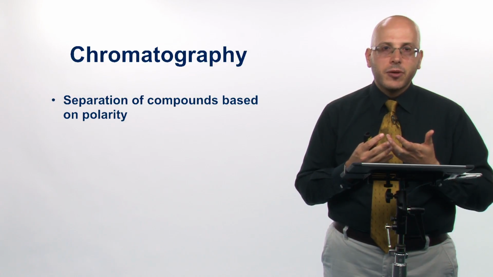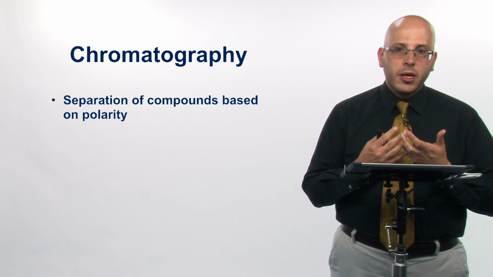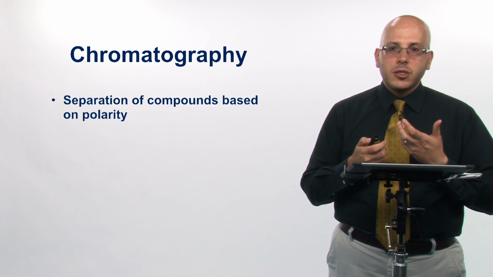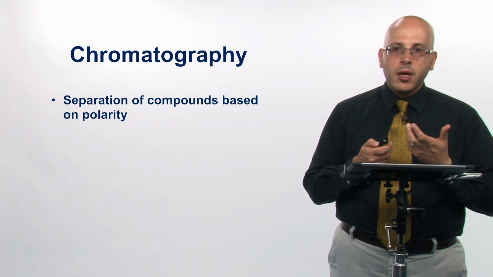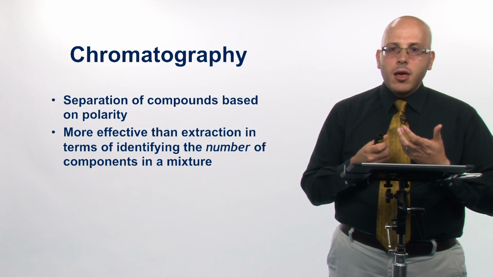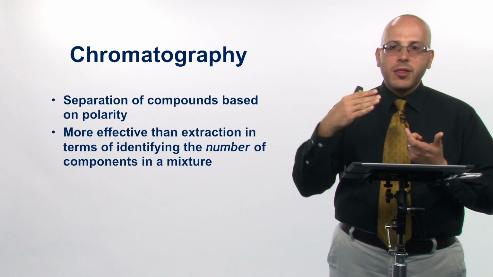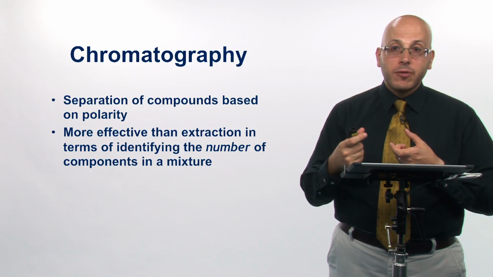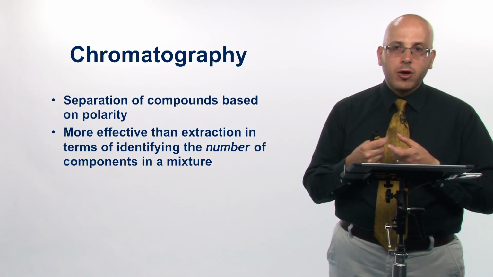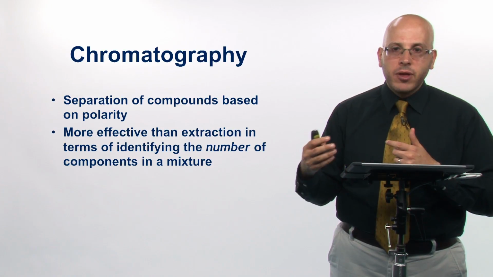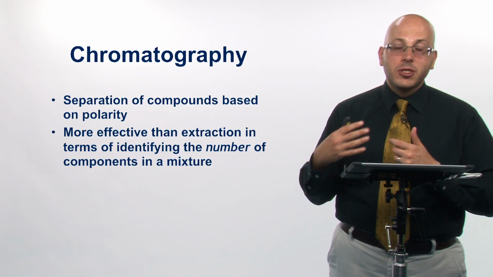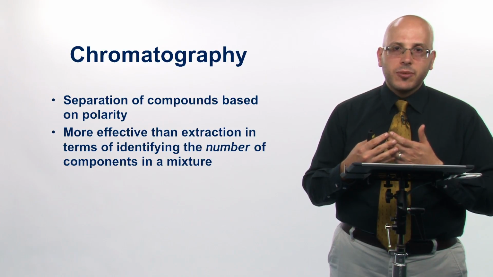And then the final thing that I want to talk about in terms of experimental techniques is something called chromatography. Chromatography is a separation of compounds based solely on polarity. This is pretty useful, pretty easy to do, and more effective than extraction in terms of identifying the number of components in a mixture. I can tell you how many things are present because chromatography will separate them for me. I'll usually see them as spots on a plate, and the more spots I have, the more compounds I have. I can usually just count the spots and see how many different substances there are.